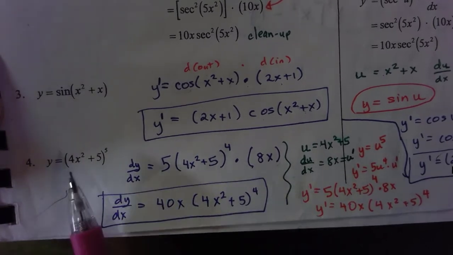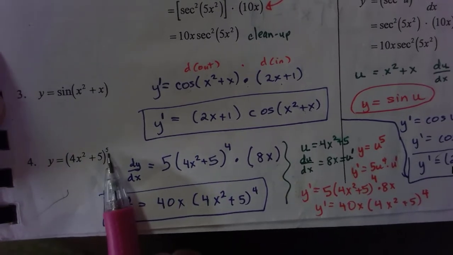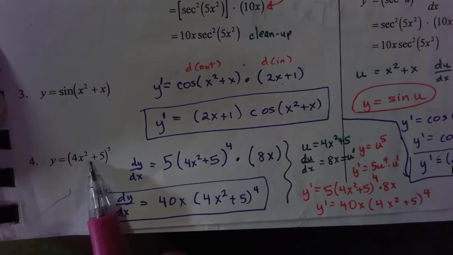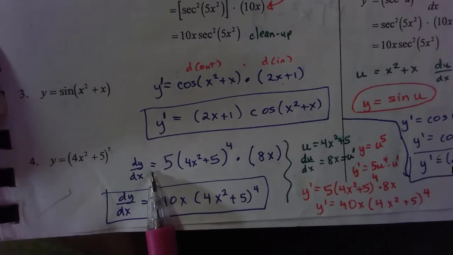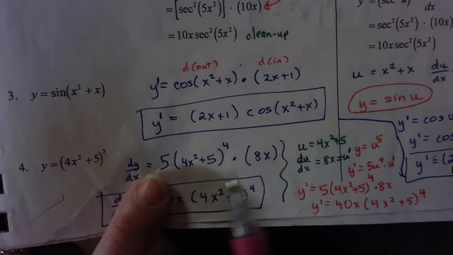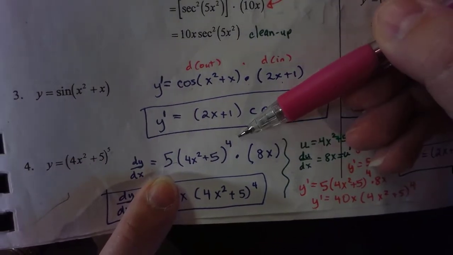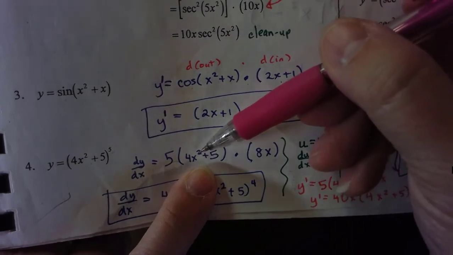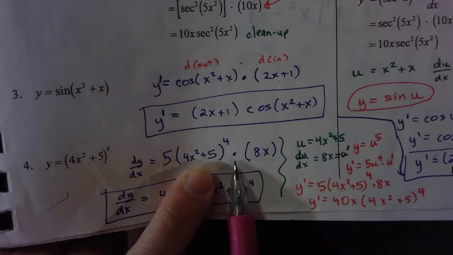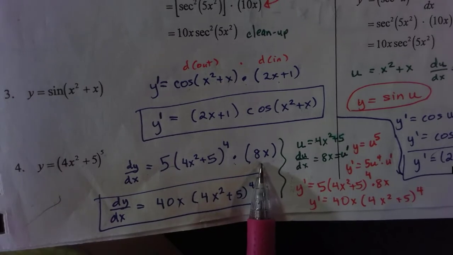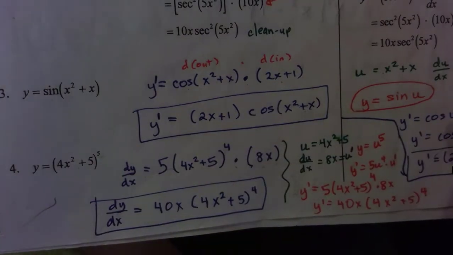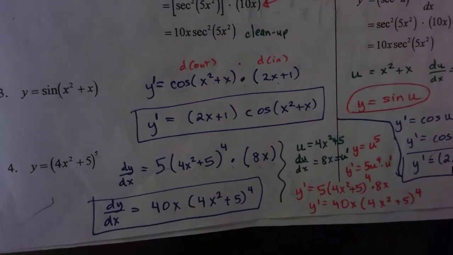Example 4, my outside function is raising something to the 5th power. My inside is this quadratic function. So dy/dx is the 5 comes down, leaves the exponent of 4, our power rule. It is on the 4x squared plus 5, that does not change, times the derivative of the inside part, which would give us 8x.